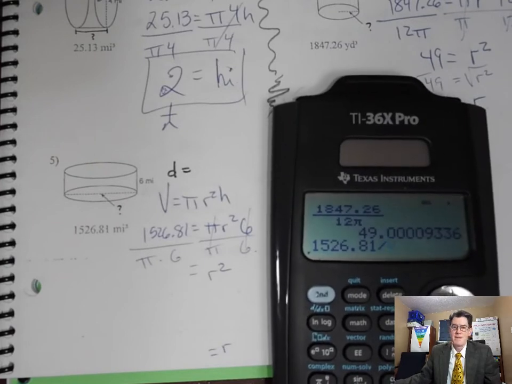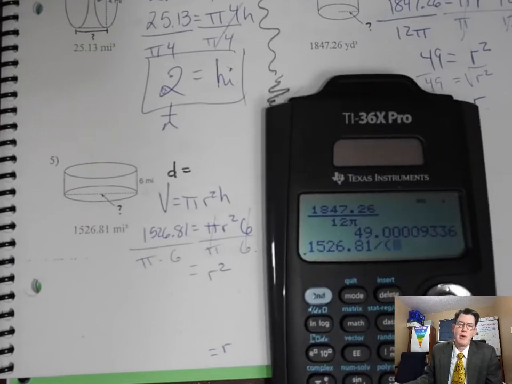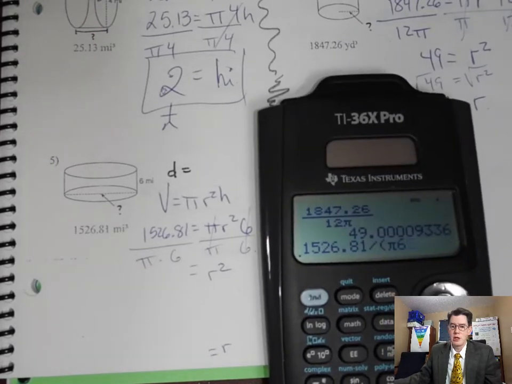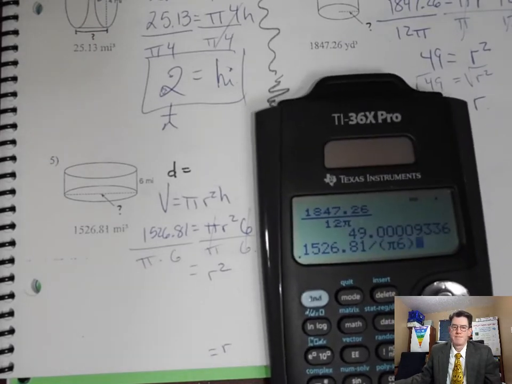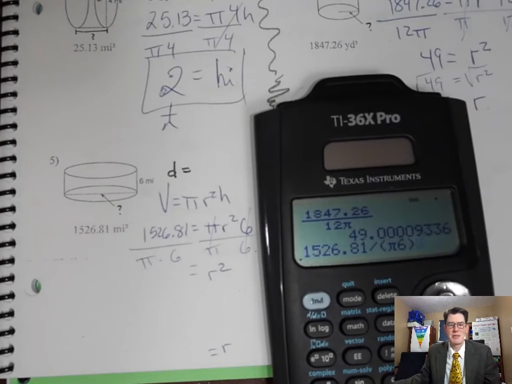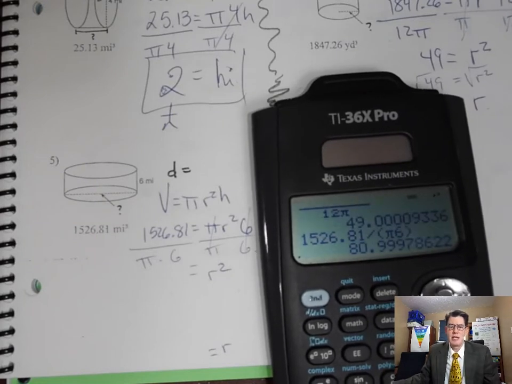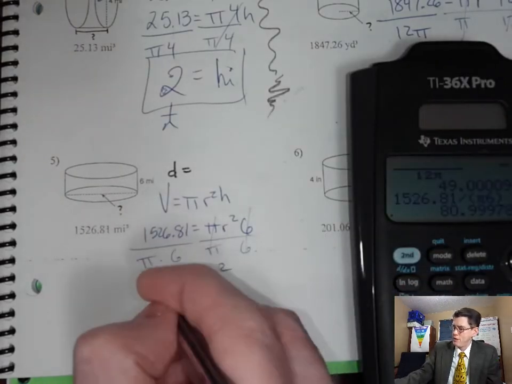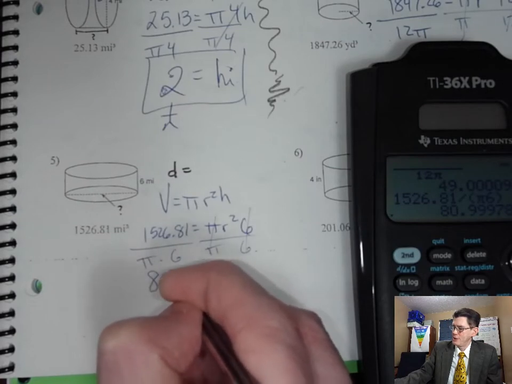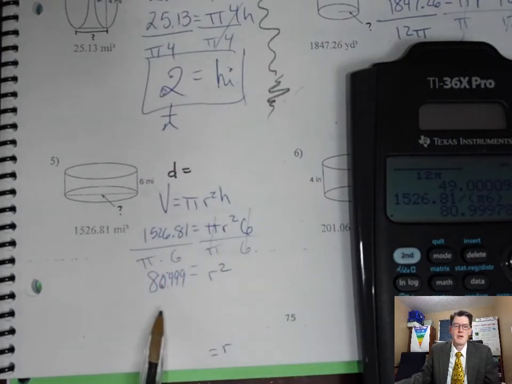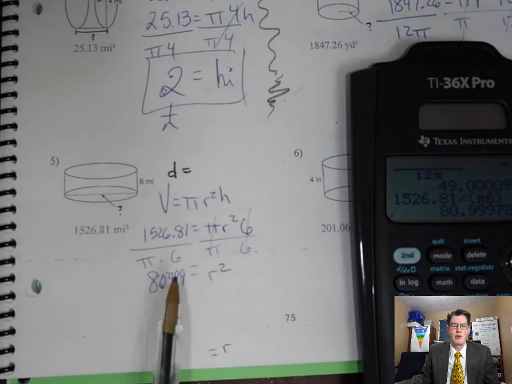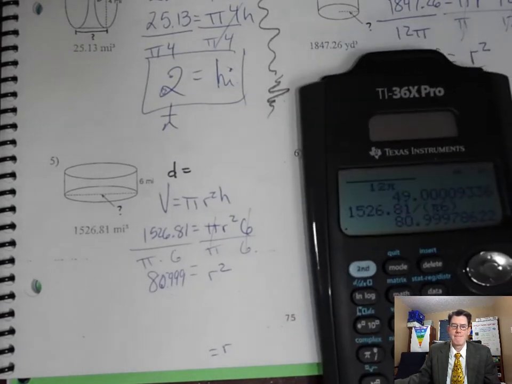Divided by, and again, like yesterday, using the parentheses to make sure that it's all included in the denominator. Pi times 6, pi 6, 6 pi, whatever way you like writing it. And you can see on this one, 80 point a whole bunch of 9s. You can write the 80 times 80 point a whole bunch of 9s. You know what's happening here. You can probably see through 2 or 3 or 4 steps ahead.